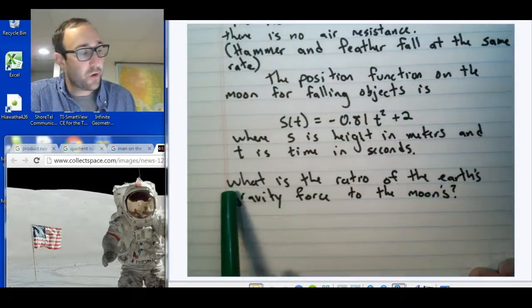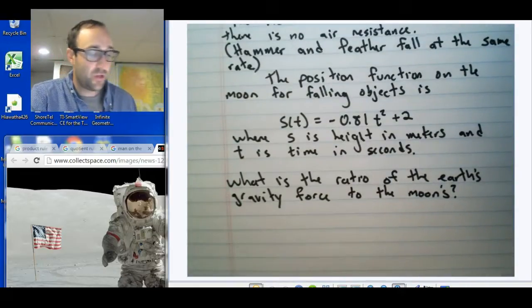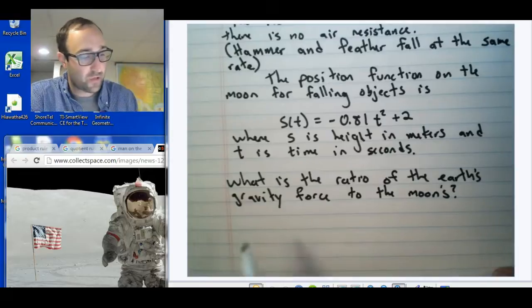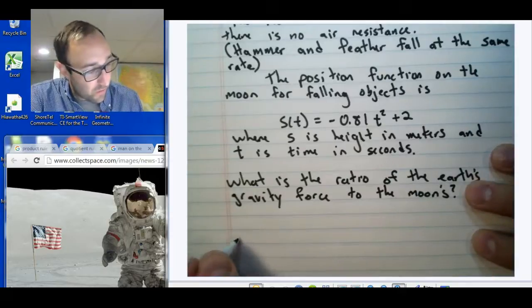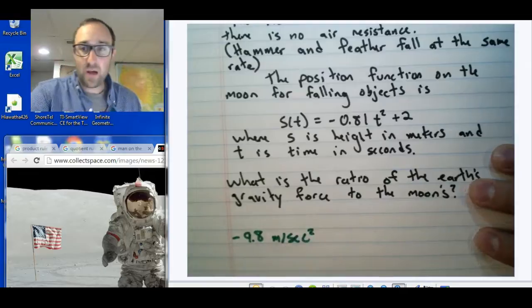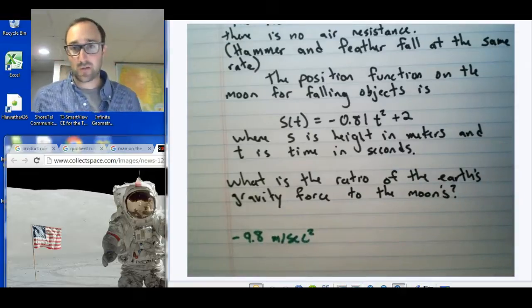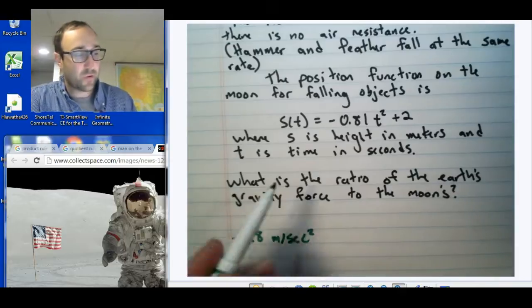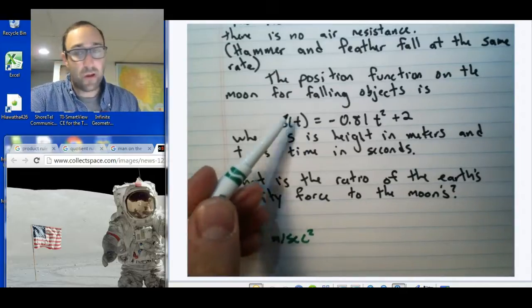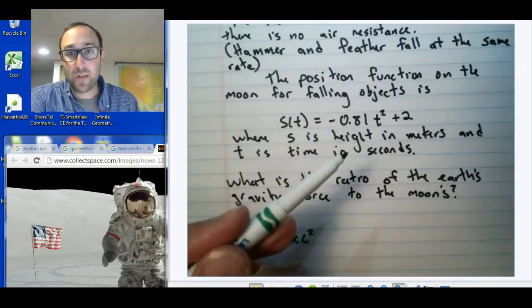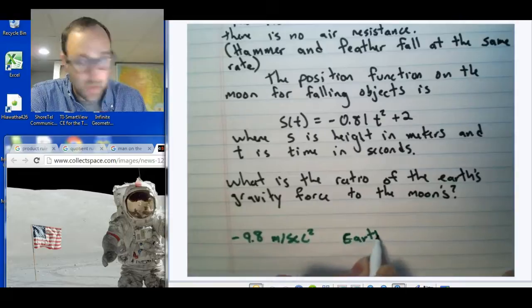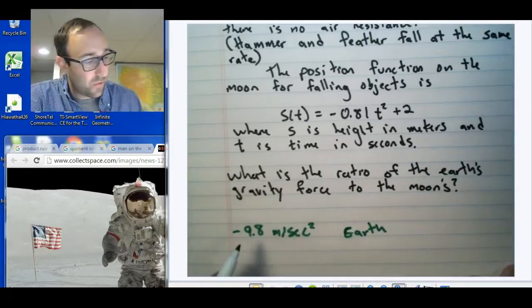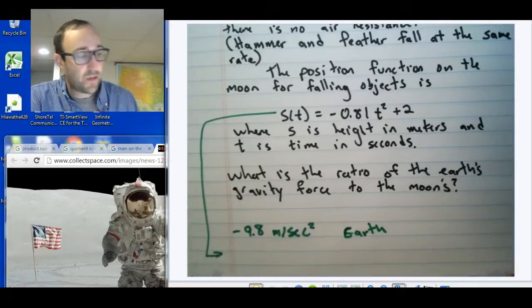Okay. We want to know what is the ratio of the Earth's gravity force to the moon's. So we know the Earth's gravity in meters is going to be negative 9.8 meters per second squared. Right, so now you might have always thought, why is it meters per second squared? Why does that really matter? Because really what we're doing is we've got meters, we're dividing by seconds, and we're dividing by seconds again for that second order derivative. So that's on the Earth.